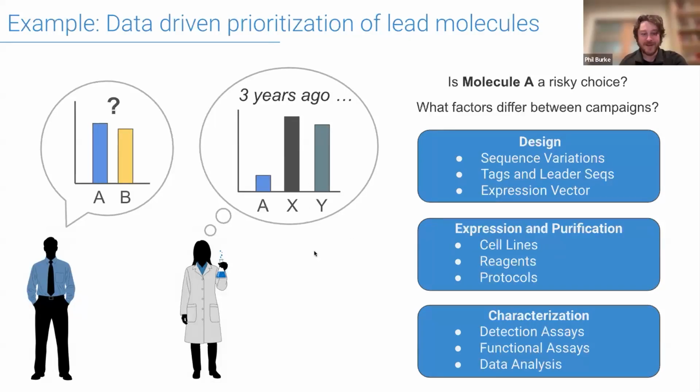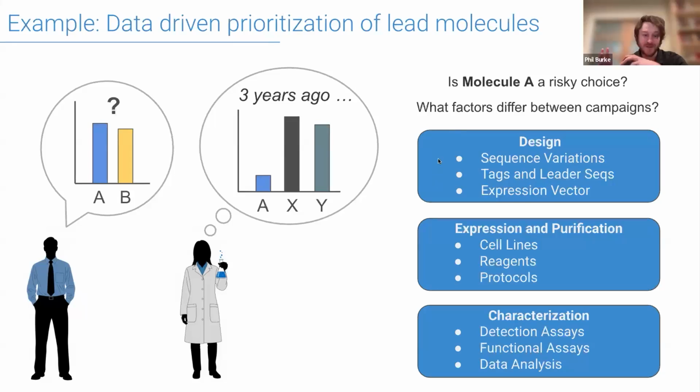And so this is the kind of thing, these are data that are associated with this project that you really just need to be able to access and compare. You want to be able to compare between A and B, but you also want to be able to compare between A, X, and Y from 3 years ago. And there are lots of different factors that could be different between this current campaign and this old campaign.